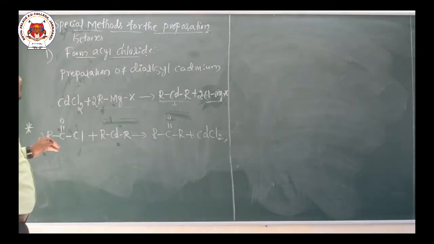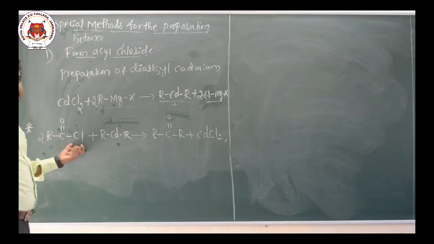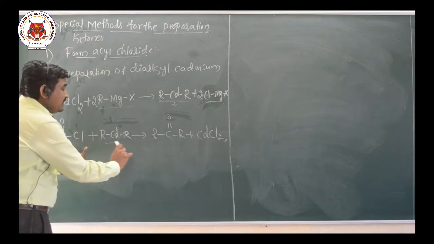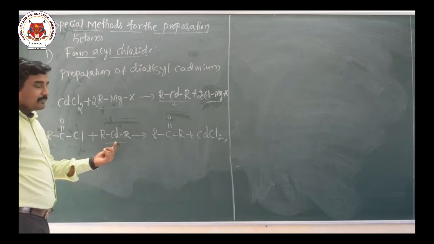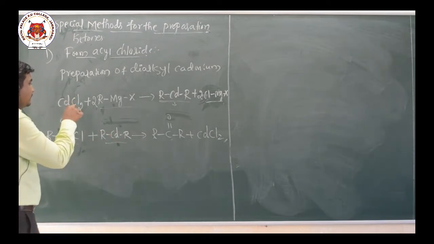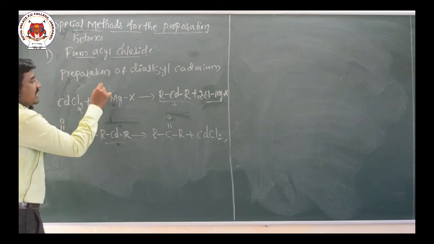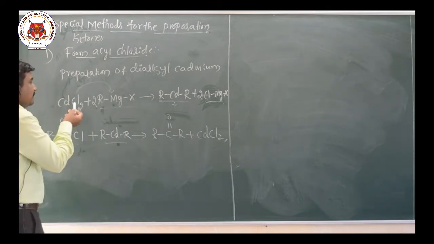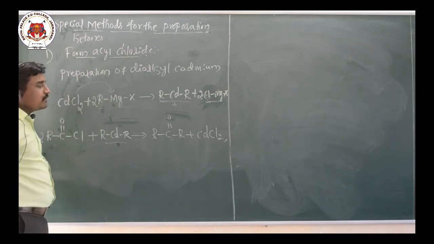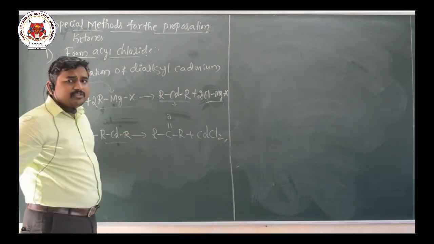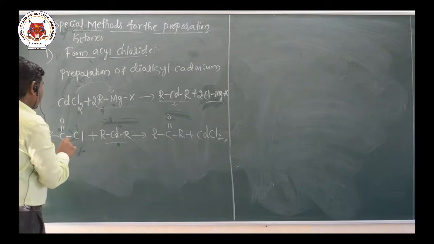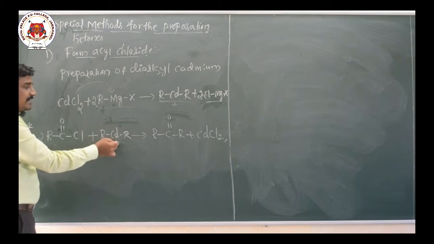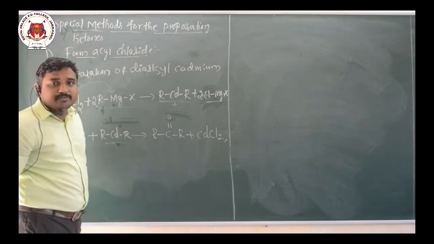So this is the reaction method used to prepare ketone from acyl chloride by using dialkyl cadmium. Dialkyl cadmium is prepared by the reaction between cadmium chloride and Grignard reagent, whose general formula is RMgX. When cadmium chloride reacts with Grignard reagent, there is a formation of dialkyl cadmium. After getting dialkyl cadmium, this is the reaction used to prepare ketone: acyl chloride reacts with dialkyl cadmium, forming a ketone.